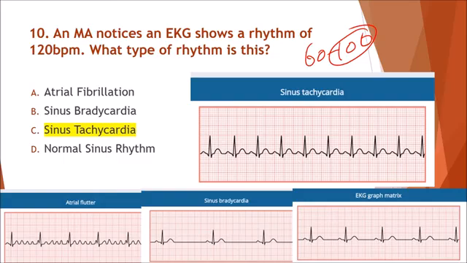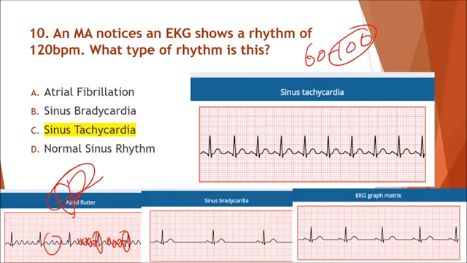A flutter is when the atria, right, the chambers on top, are contracting much faster than the chambers on the bottom, the ventricles. And we can see that here. You see contraction, contraction, contraction, contraction of the atria, and then one contraction of the ventricle. It shouldn't be that way, right? It should be one contraction of the atria, one contraction of the ventricle.